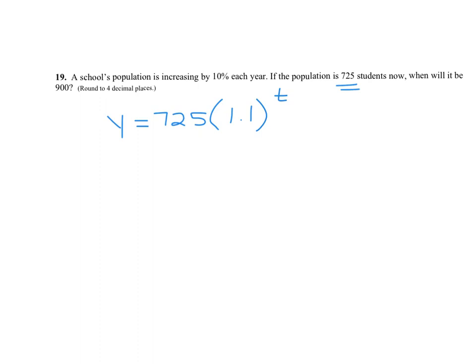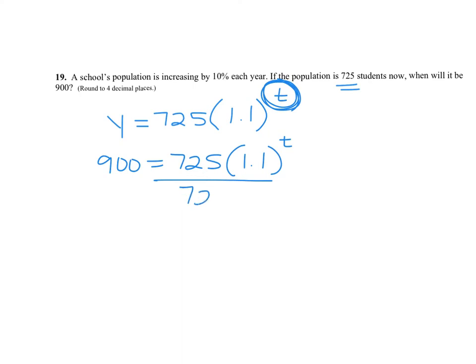The question is, when will it be 900? Okay, so we're trying to figure out time, when. So we're going to plug in a 900 here. 900 equals 725 times 1.1 to the t power. We're going to divide by 725 then. So we get, what does that come out to? 1.2414 equals 1.1 to the t power.